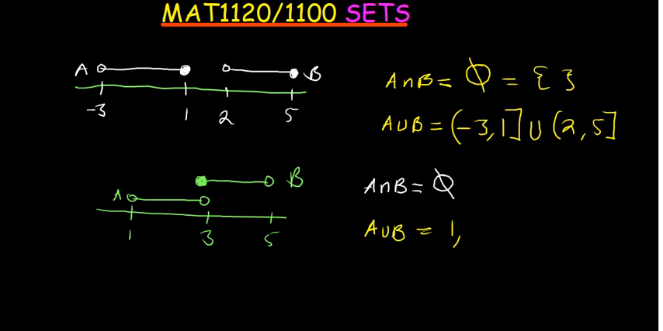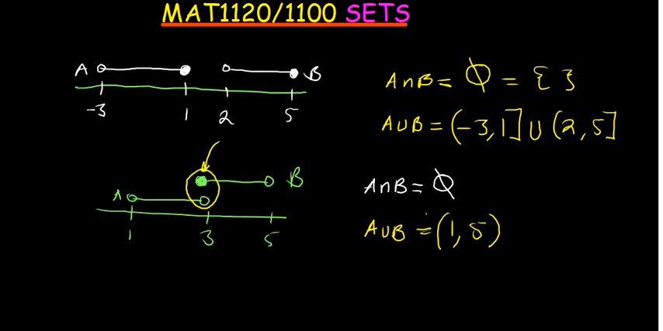So the union is going to be 1 comma 5. Are you including 5? No. Are you including 1? No. So that is how you are going to write A union B. Why? These 2 points are going to be connected because 3 is in B, but 3 is not.